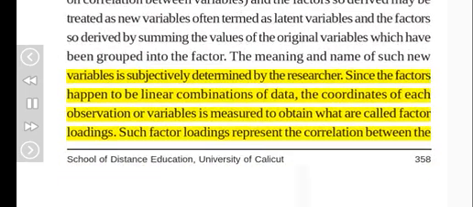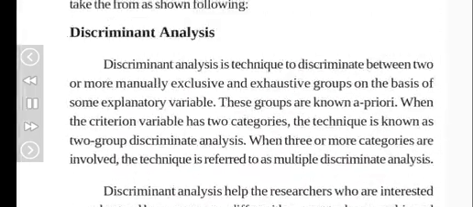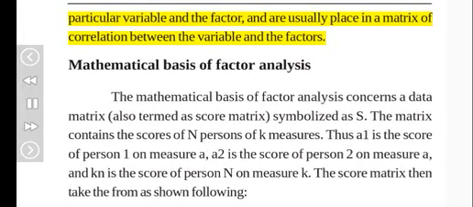Since the factors happen to be linear combinations of data, the coordinates of each observation or variable are measured to obtain what are called factor loadings. Such factor loadings represent the correlation between the particular variable and the factor, and are usually placed in a matrix of correlation between the variables and the factors.